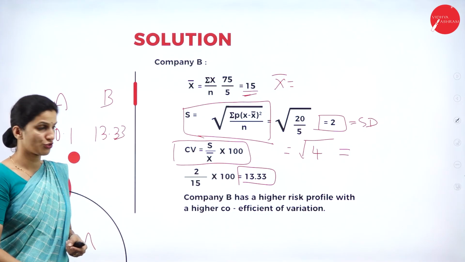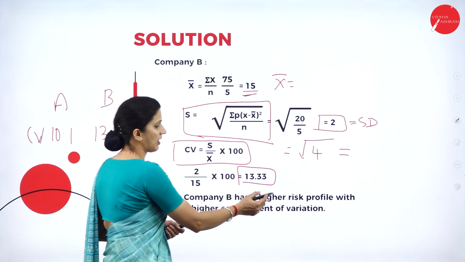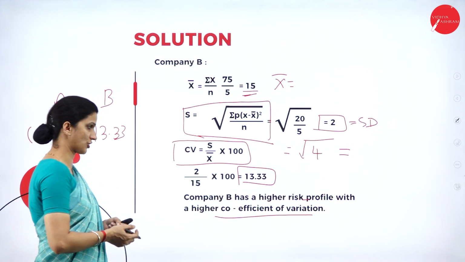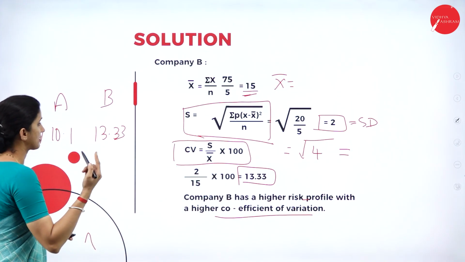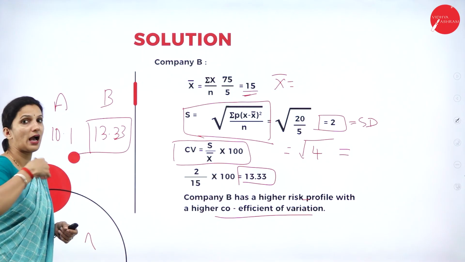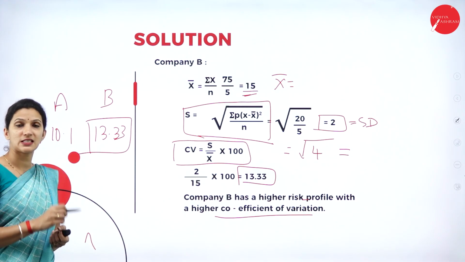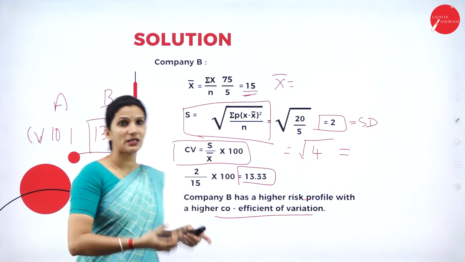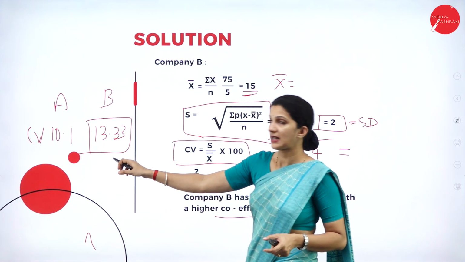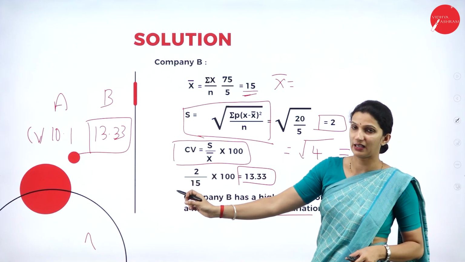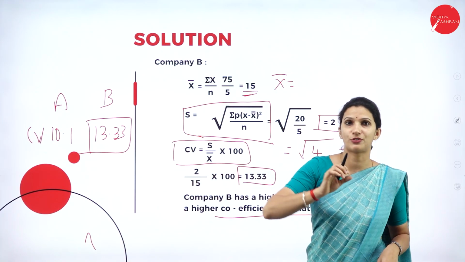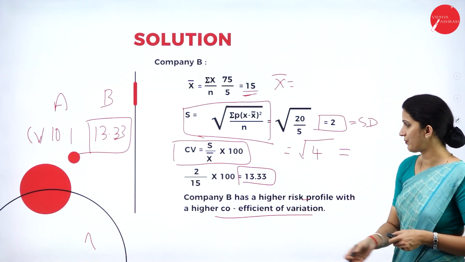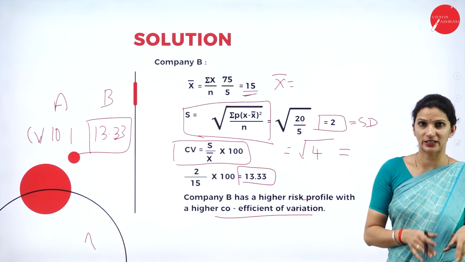So we'll write the conclusion here. Company B has a higher risk profile with a higher coefficient of variation. By comparing A and B, B's CV is high. So by using the CV, we find out the risk profile. Companies B's CV is higher, so its risk profile is high, and company A's risk profile is low, which is 10.1.